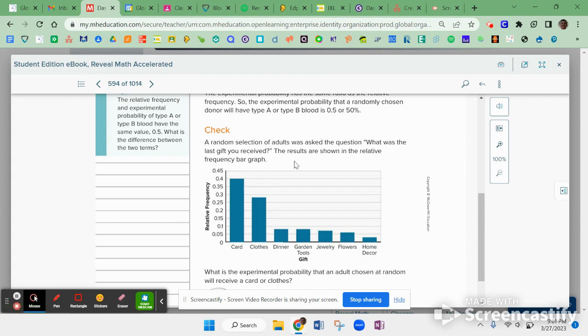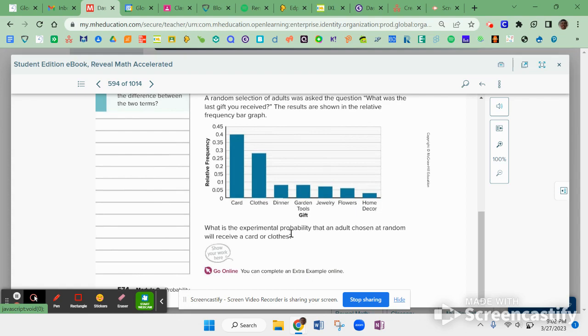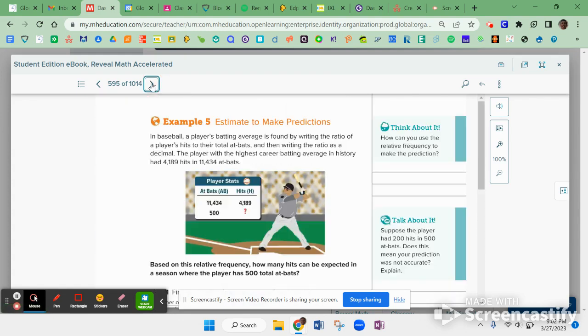Okay, this is a little survey where they asked everybody what was the last gift you received, and here are the results. It says, what is the experimental probability that an adult chosen at random will receive a card or clothes? Well, a card is 40%, clothes looks like 28%. So add those up, 68%, boom. All right, so that's as simple as that.